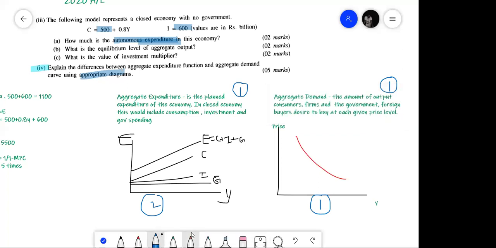If you want, in addition to this, you can show that at this price, this is the demand, and at this price, this is the demand. Likewise, you can just draw a few lines and show, no problem. So just put in the definition. This applies anywhere.